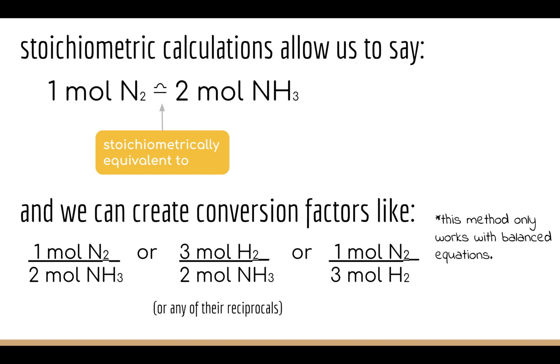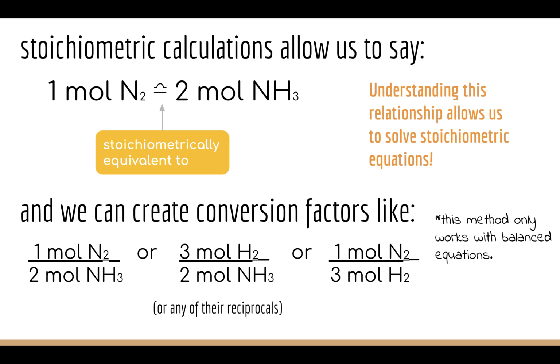This can only work, though, if the equation is balanced. If the equation is not balanced, the mole ratio will be incorrect, and the conversion factor will be incorrect as well. Understanding the molar relationship in a chemical equation allows us to solve stoichiometric equations.